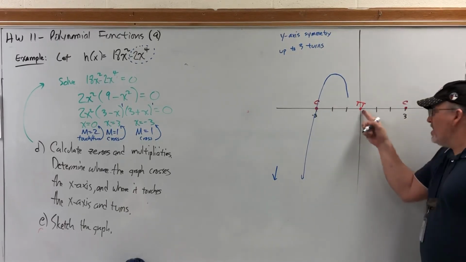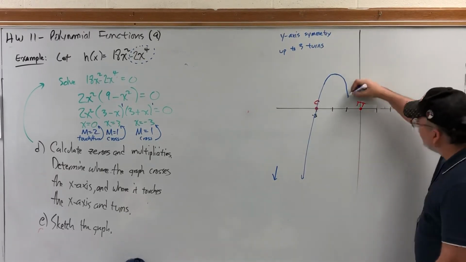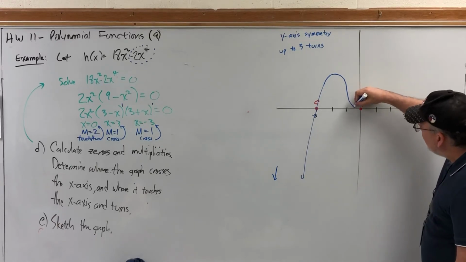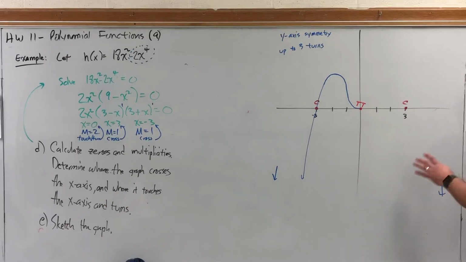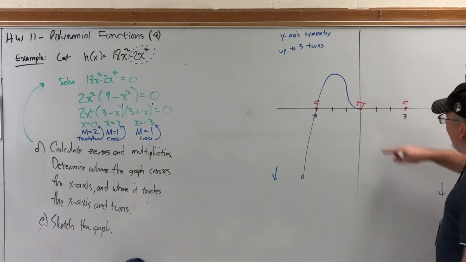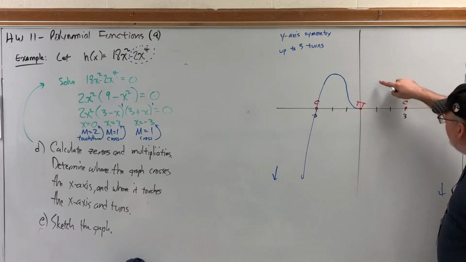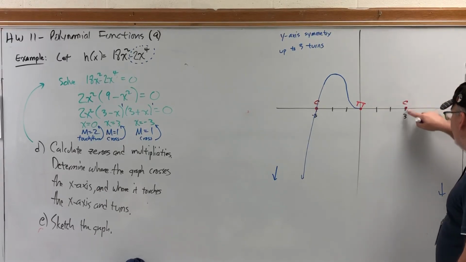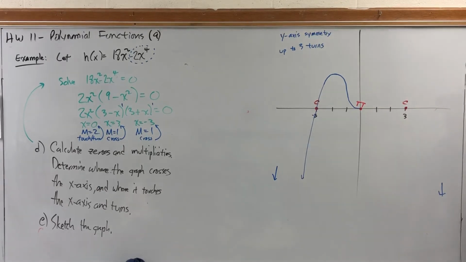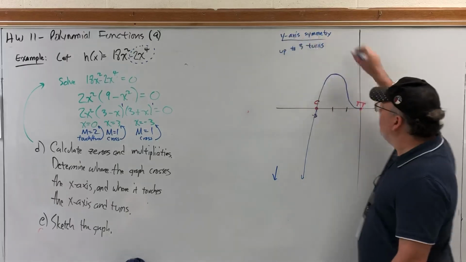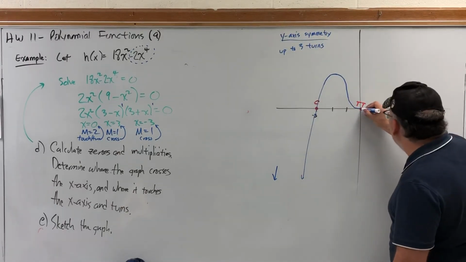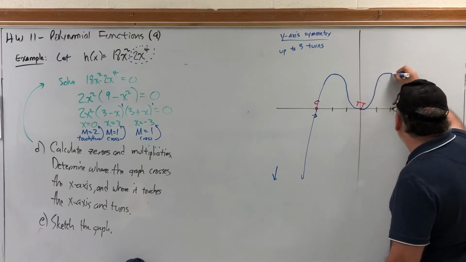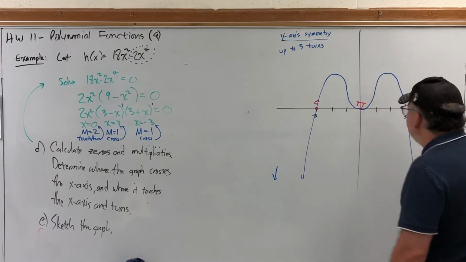Now remember, we're not going to cross here. We're going to touch and turn. And when that happens, you kind of flatten out just briefly. And now I have to do the same thing. Now I have to continue. I have to turn around, at some point turn around and come back down across this. But also remember that we have y-axis symmetry. The left and the right half are mirror images. So all I have to do is mirror what I did over here.